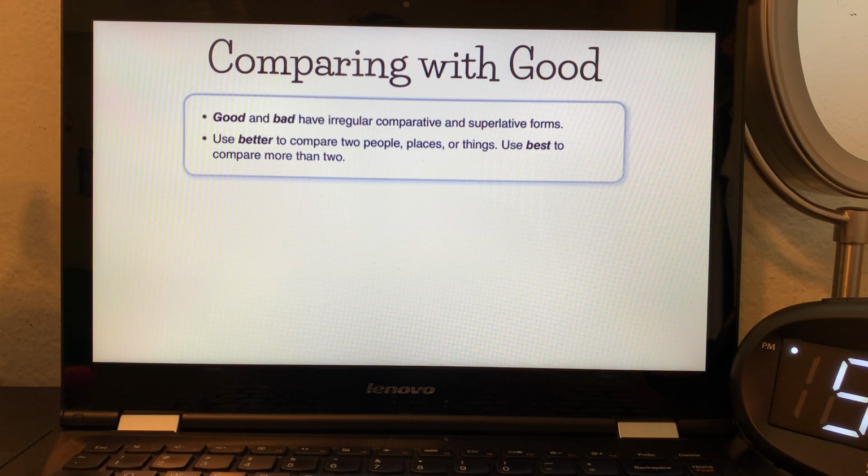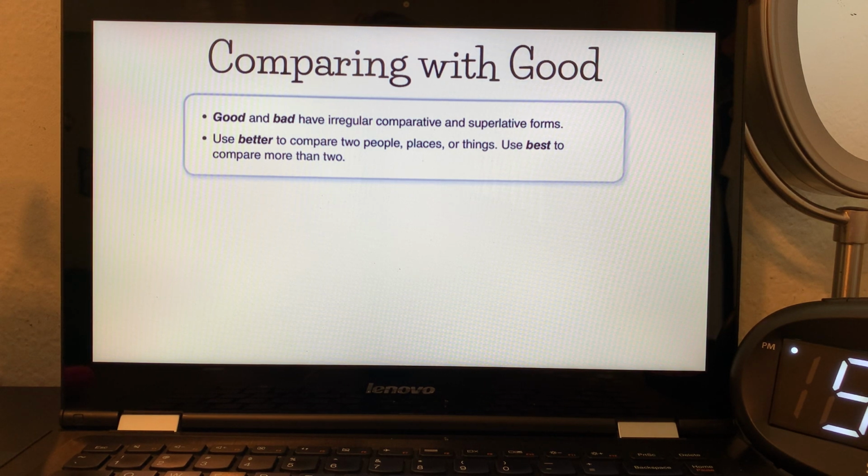Our first bullet point says good and bad have irregular comparative and superlative forms. Think of that word irregular sometimes as a hint that you have to change the spelling of the base word. For example, today we're practicing with the base word good, but we don't say gooder or goodest. We have to change that base word to become better or best, but it still all goes back to that base word of good.